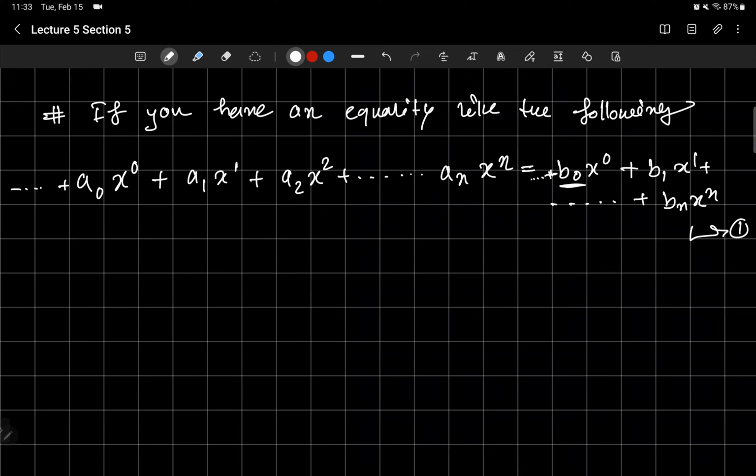So that's the method. I think they call it the method of matching coefficients or something. I forgot the name, I don't remember exactly, but that's the way it works. You just match the coefficients.